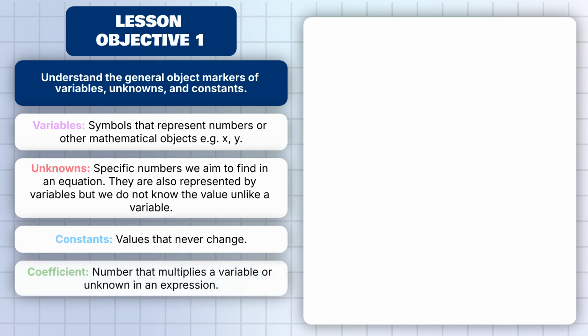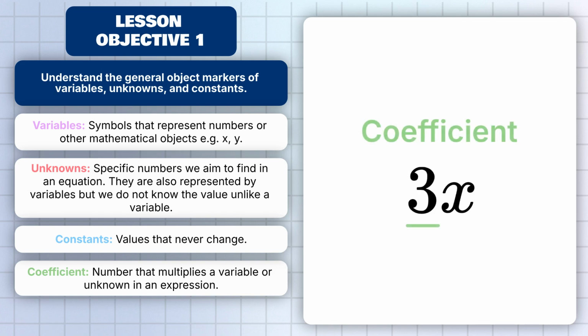A coefficient is a number that multiplies a variable or unknown in an expression. For example, in the expression 3x, the number 3 is the coefficient of x. It tells you how many times the variable is being multiplied.